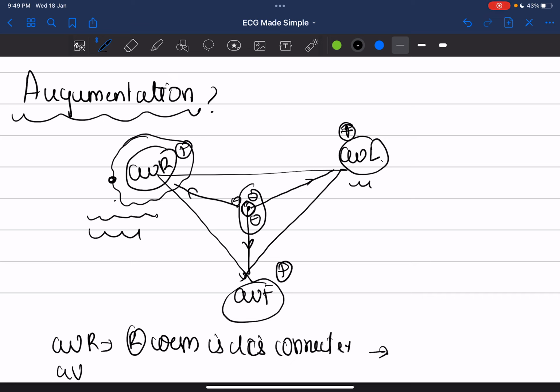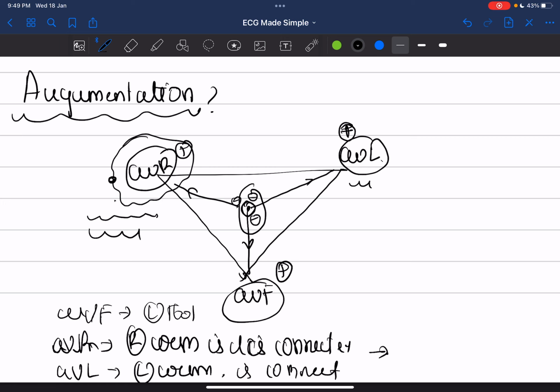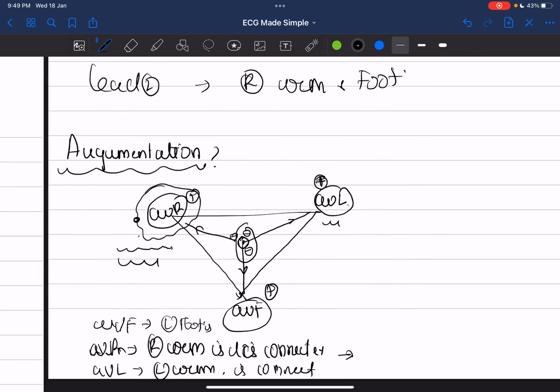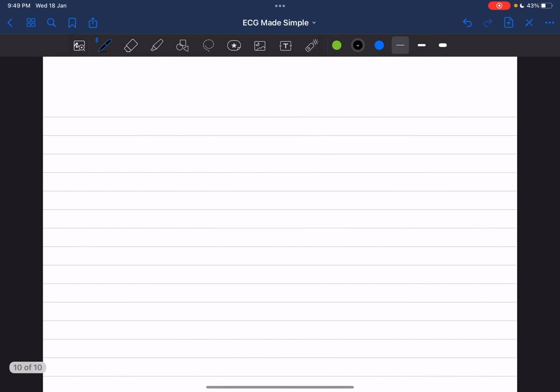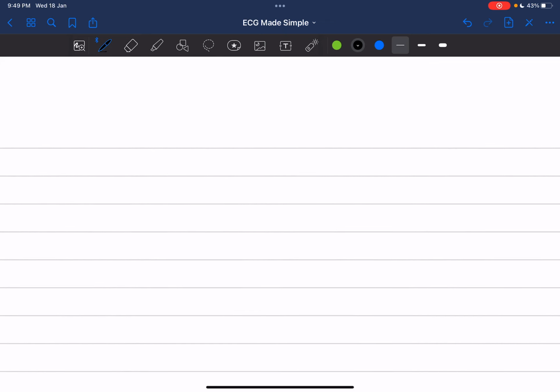And for AVL, same thing: the left arm is disconnected. For AVF, the left foot is disconnected, in the same way. So this way we augment these leads. Then we have to know the different leads, like the chest leads.